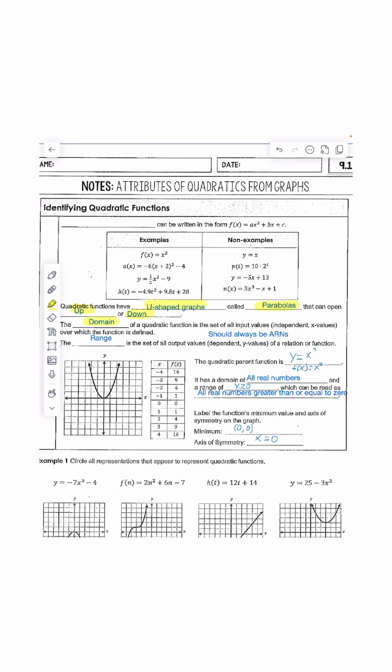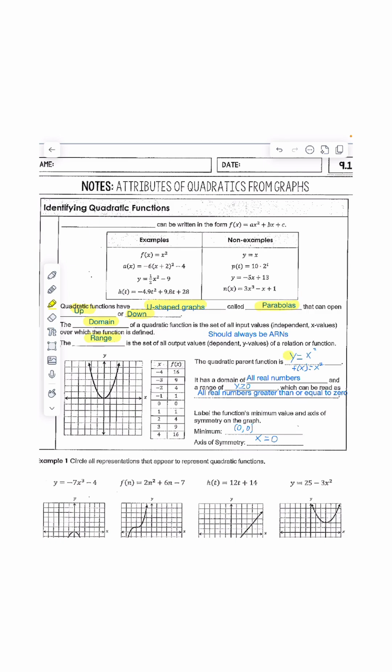The domain of a quadratic function is the set of all input values. These are also known as independent or x values over which the function is defined. These should always be all real numbers. I put ARN for short. The range is the set of all output values. These are also called dependent or y values of a relation or a function.